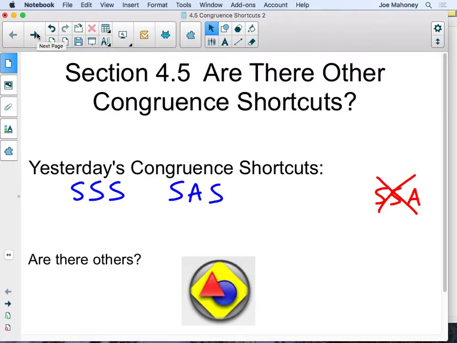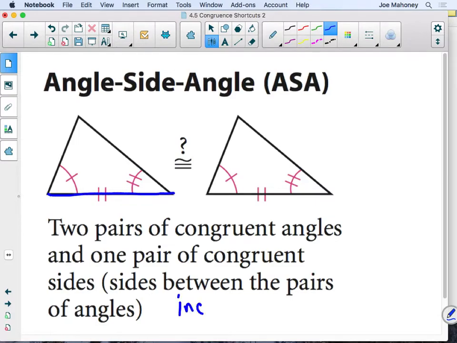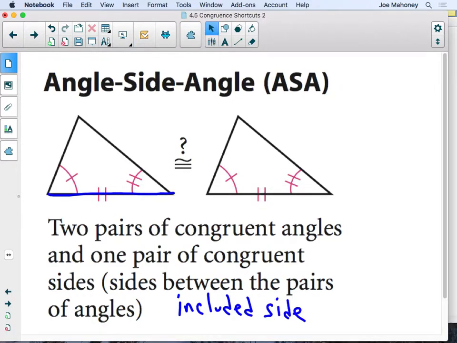The three that we're going to check out are what we call angle, side, angle. Notice that the side is between the two angles. So like last time we had an included angle, now we have an included side. The side is between the two angles. This is what angle, side, angle looks like.